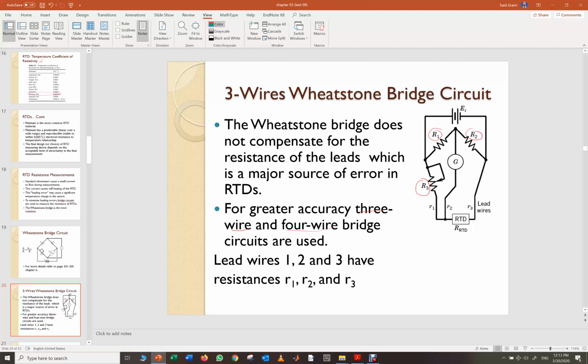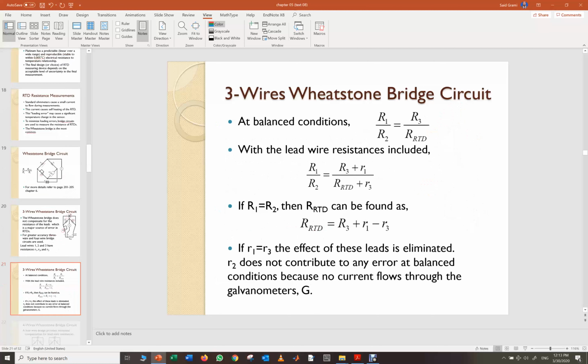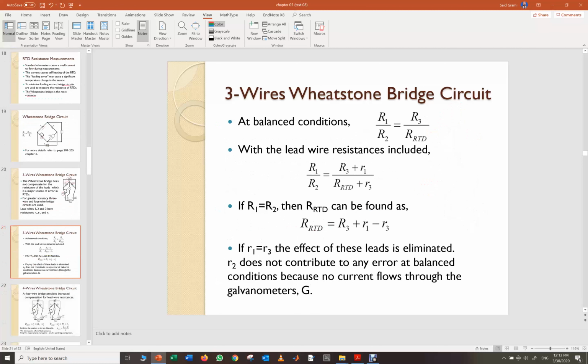And we have a galvanometer to measure the current, and we have the excitation here for the circuit. So when we would like to compensate for R1, R2, R3, we can use a 3-wire or 4-wire bridge circuit. So, 3-wire Wheatstone bridge circuit.